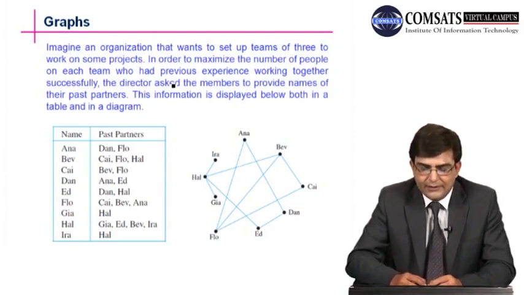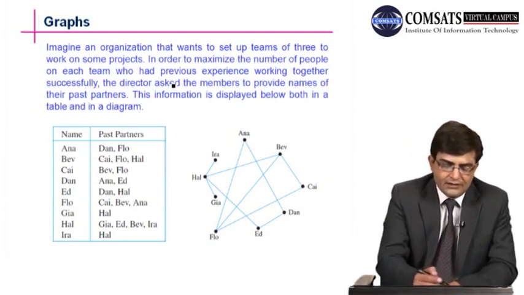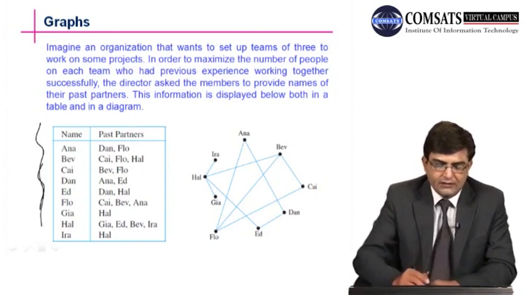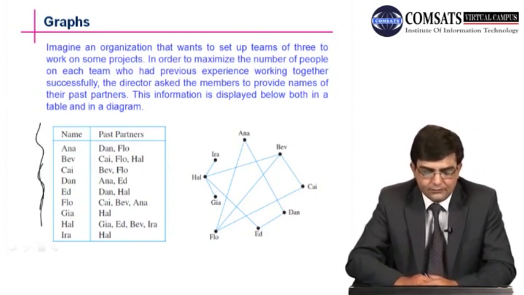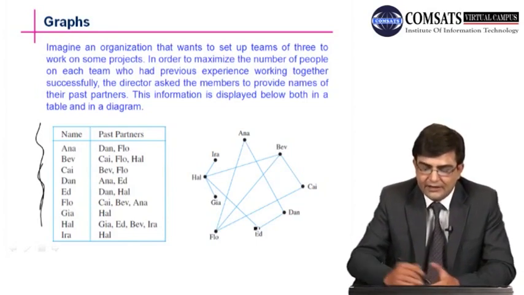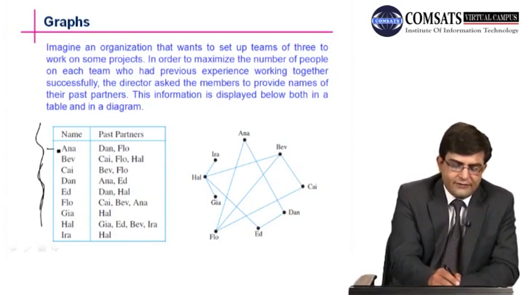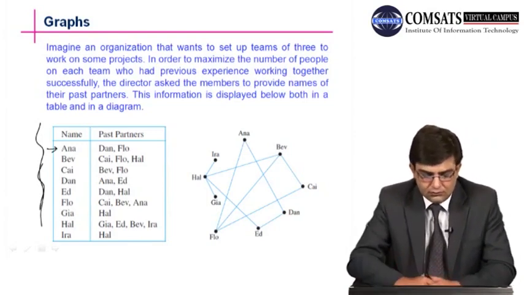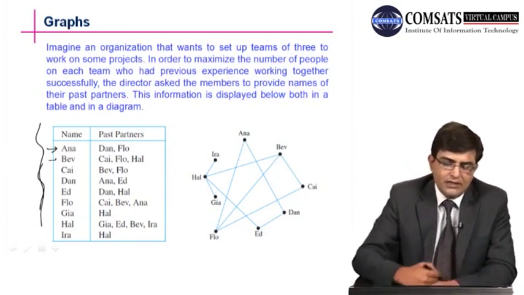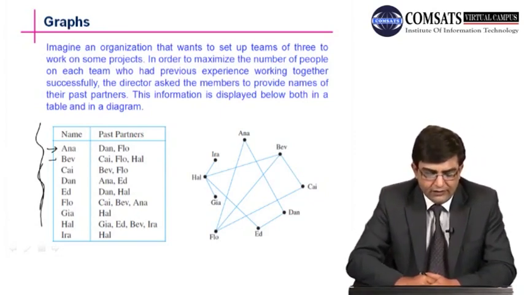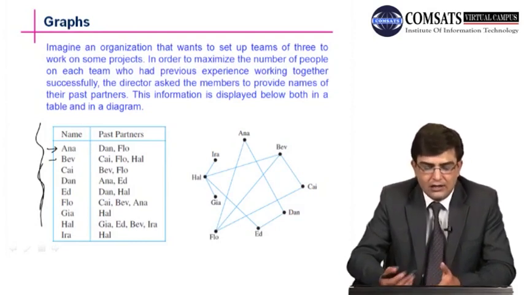This information is displayed below, both in a table and in a diagram. Here is a table in which the information given to the director is displayed, and also in the graph. In the table, the first person, Anna, has worked on a project with Dan and Flu. The second person, Bev, has worked with Sia, Flu, Hal.